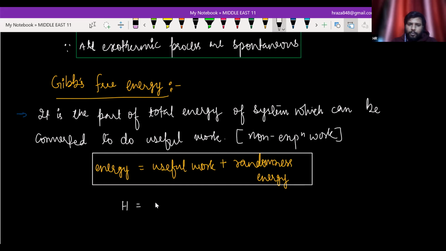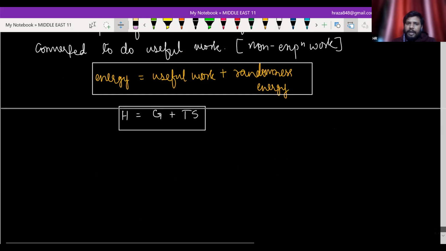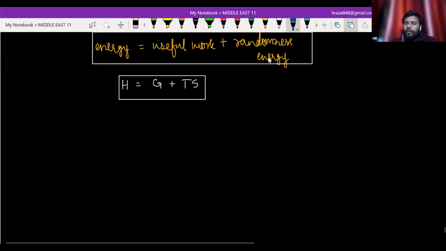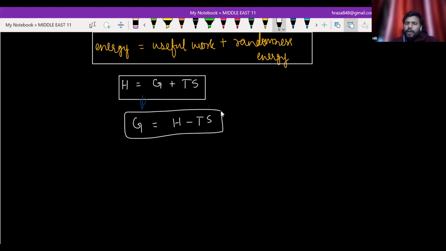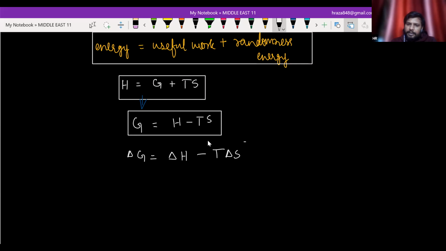And here we will have a formula, H is equal to G plus TS. As we know, we cannot find the absolute value of H, that is enthalpy, and we cannot find the absolute value of entropy as well. So first I am going to write G equals H minus TS. We always find the change in enthalpy, change in internal energy, change in entropy. So we will find change in Gibbs free energy. So I can write delta G equals delta H minus T delta S.